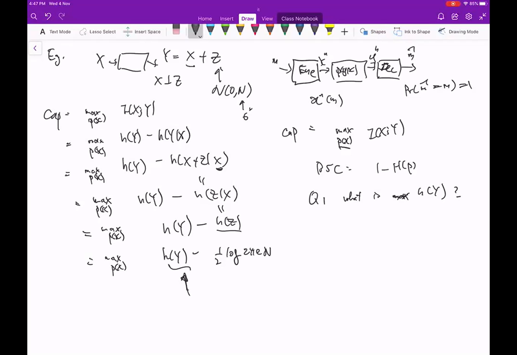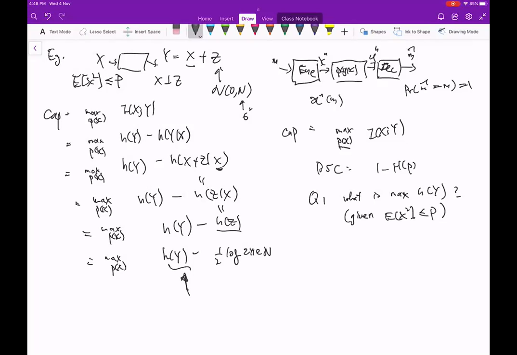So let's say x should have power less than or equal to P, something like that. Then let me repeat my question again. What will be the maximum H(Y) given that X squared is less than or equal to P? Is the question clear?